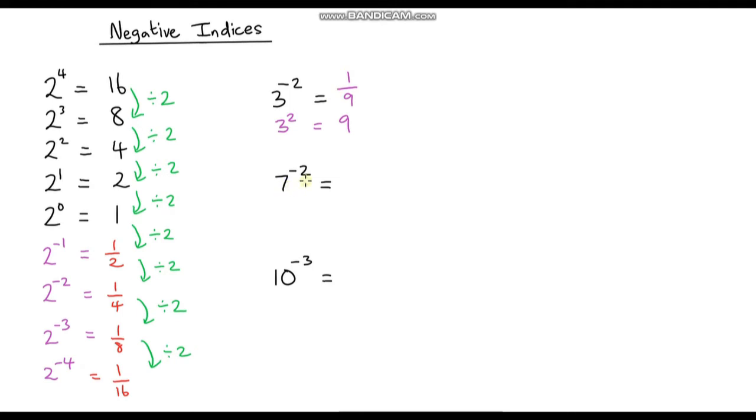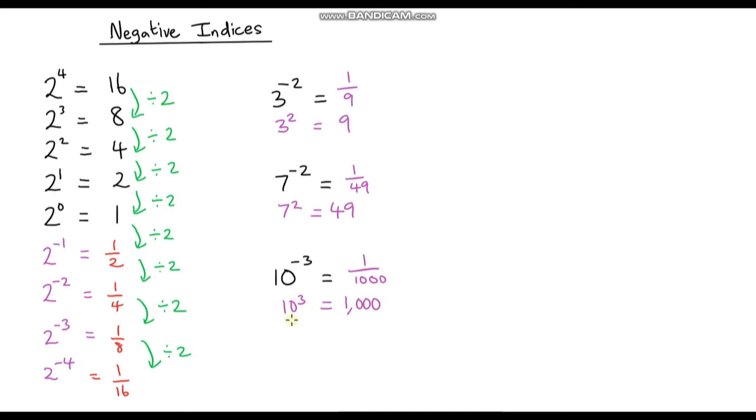Likewise, let's do 7 to the power negative 2. Well, I know that 7 to the power 2 is 49, because it's 7 times 7. And 7 to the power negative 2 will be 1/49. And finally, 10 to the power negative 3. Well, I know that 10 to the power 3, that's 10 times 10 times 10, that is 1000. So 10 to the power negative 3 is 1/1000.